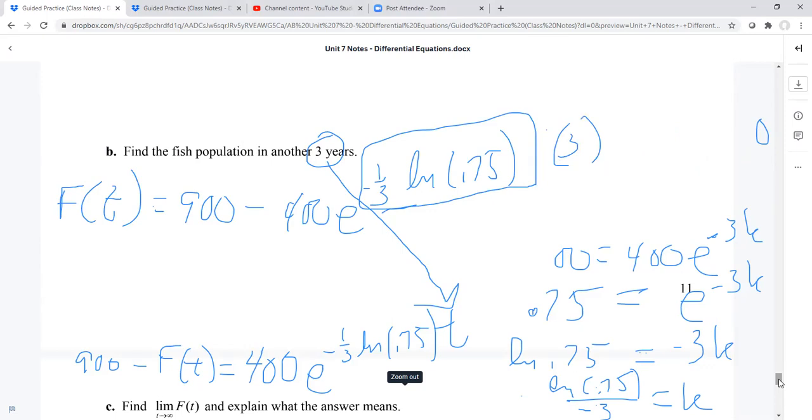And then this last thing says, what's the limit as f of t goes to infinity? Well, what that means is, what's the most amount of fish this pond can hold? And just to give you the shortcut method, this number right here is 900. So this thing right here is going to be 900 fish, because that's the limit as t goes to infinity. That's the most fish that pond could hold.